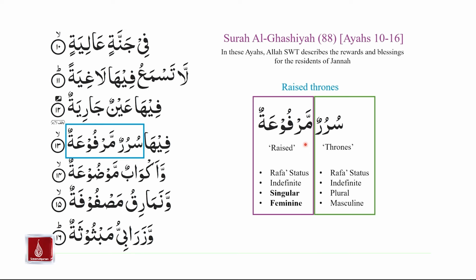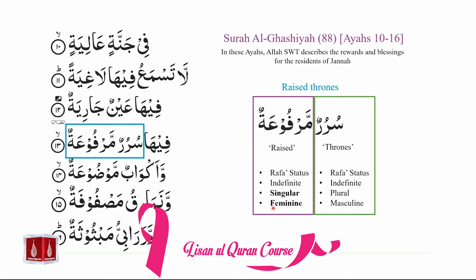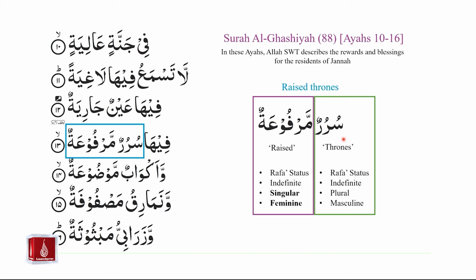Marfuwatun is Rafa in status. It is indefinite. However, Marfuwatun is singular and feminine. Here we see a discrepancy in terms of the number and gender. But the reason for this discrepancy is that marfu'atun is a sifat. It describes the quality of a Mosuf, which is the plural of a ghair aqil ism.